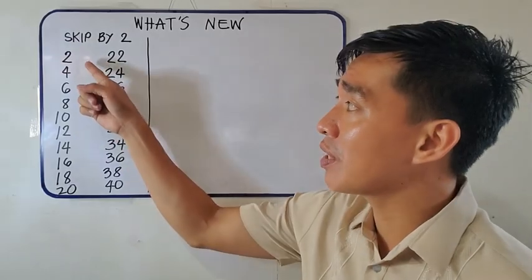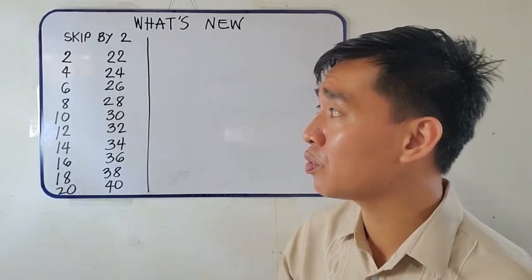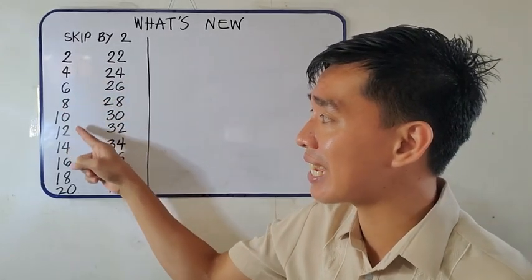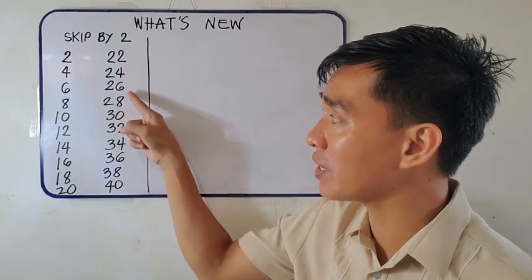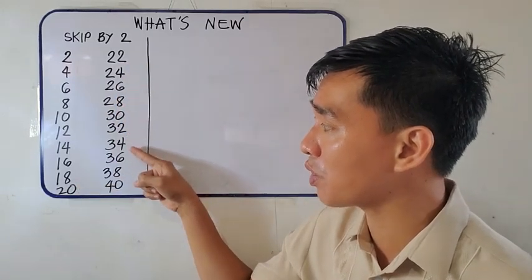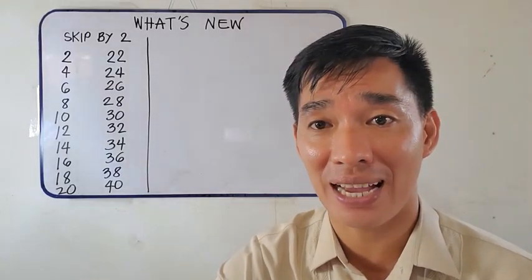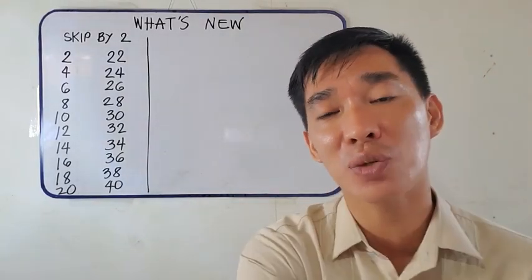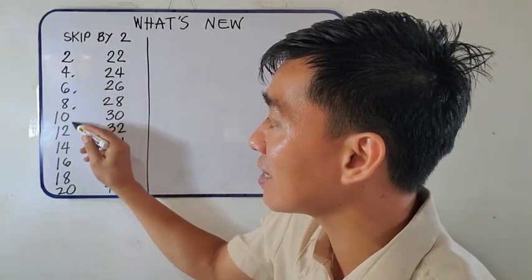We have here the multiples of 2. Now, notice the multiples of 2: 2, 4, 6, 8, 10, 12, 14, 16, 18, 20, 22, 24, 26, 28, 30, 32, 34, 36, 38, 40. All these numbers, class, they all end with 2, 4, 6, 8, 0.